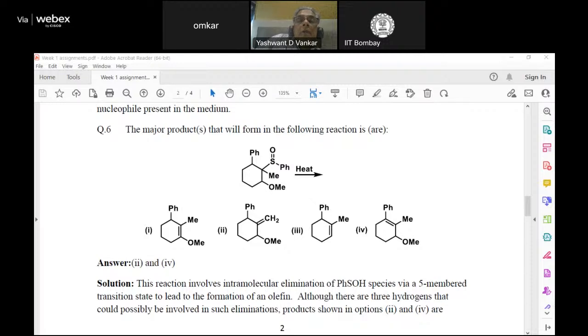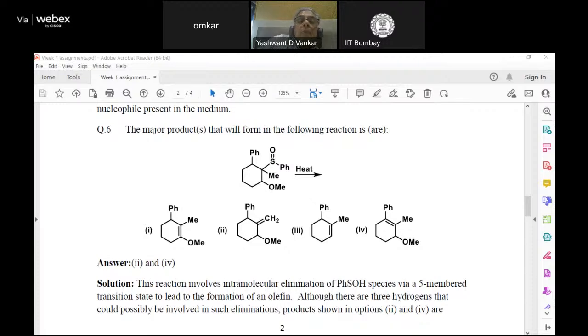What I have expected was the answer to be 2 and 4. So basically, when this compound is heated, it will undergo sulfoxide elimination. So there are 3 hydrogens which this oxygen can take. One is this particular hydrogen next to the phenyl group, which is benzylic and tertiary. This is also tertiary, but it is next to the methoxy group. And this methyl hydrogen is a primary hydrogen and is obviously sterically unhindered.